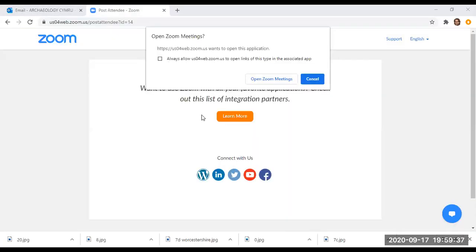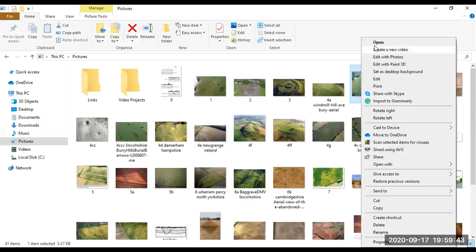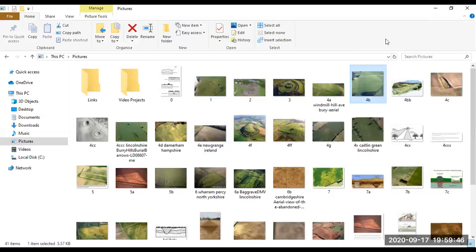And we'll just look at that again. And the next image that we look at is known as a Cursus Monument, as it comes up on the screen. And brilliant. Are you seeing an image on your screen?